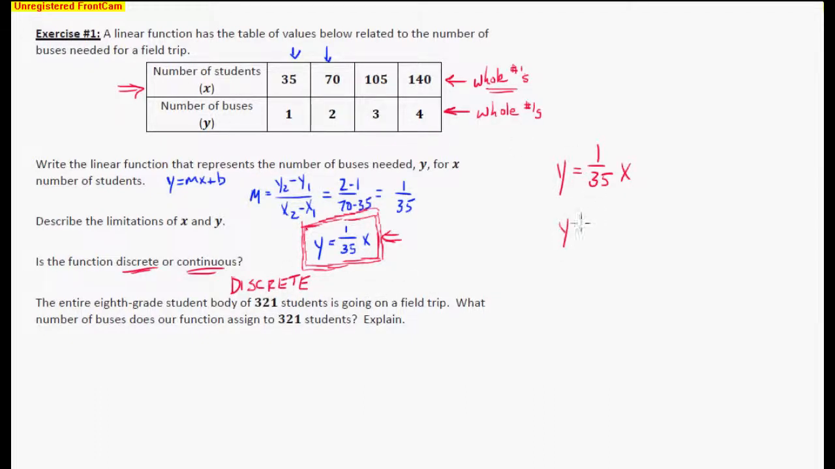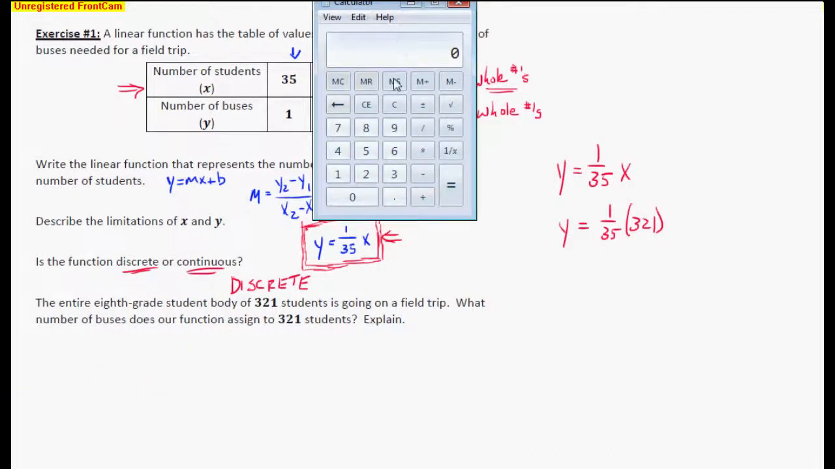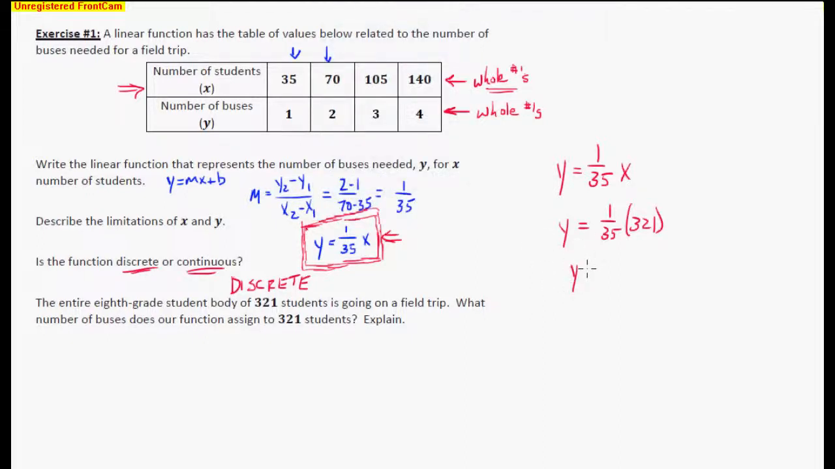All right, so we're going to take 1 over 35, and we're going to plug in that 321 right in for x. And now, since we have this function, it's just a matter of bringing up our calculator and doing the math here. All right, and what that boils down to is 321 divided by 35. Now notice I get a decimal here. I get 9.2 if I round that to the nearest tenth. Okay, and what I have to do is, does that make sense in this problem that I can take 9.2 buses? All right, and it really doesn't.